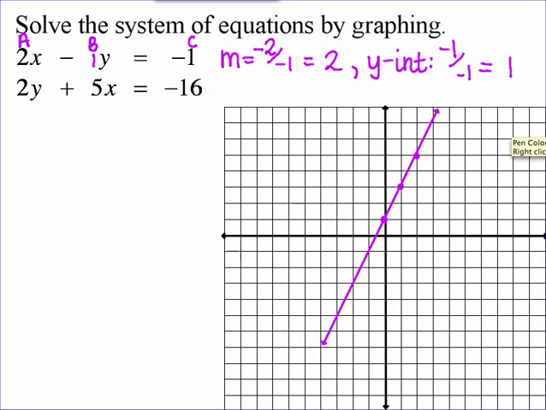Now what we're going to do is do that same thing with the second equation. However, notice the second equation isn't quite written in standard form. What I need to do to write it in standard form is switch the x's and the y's. So let's find the slope.